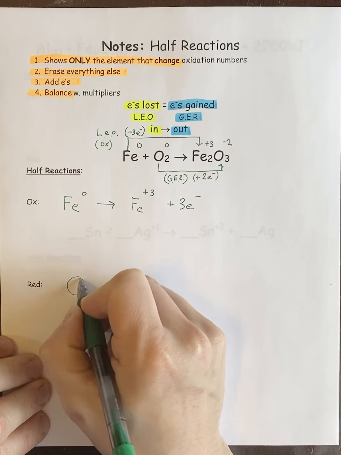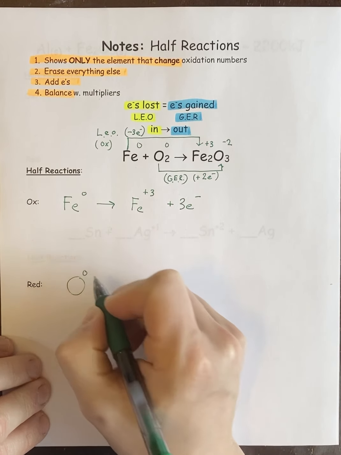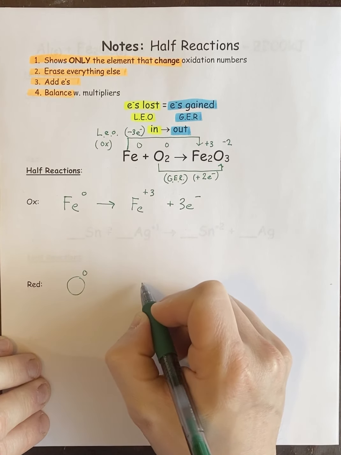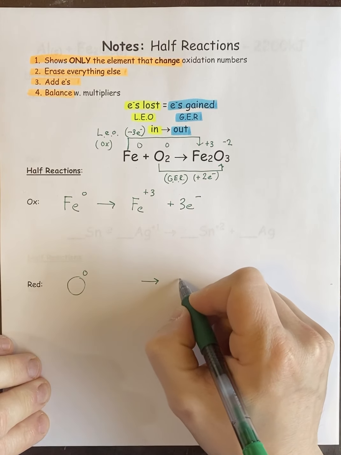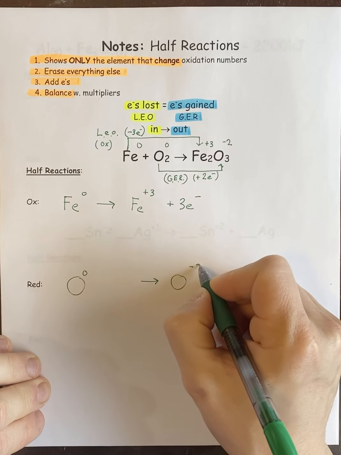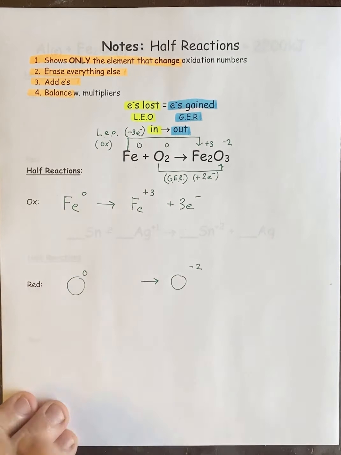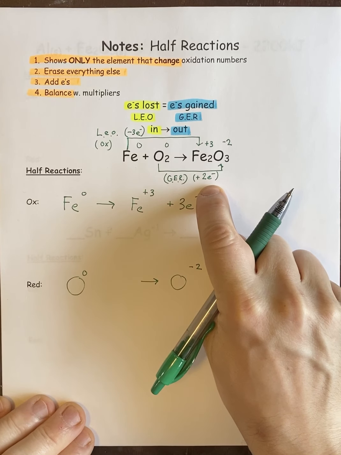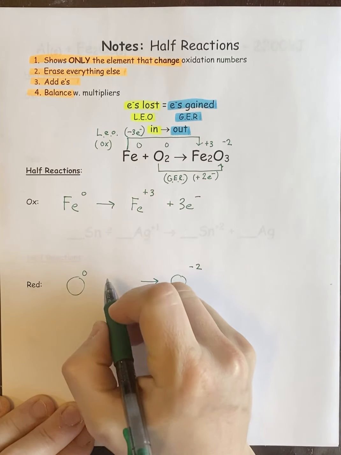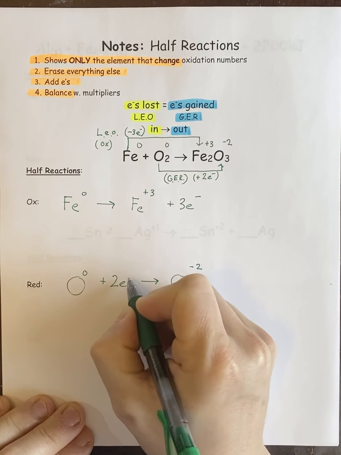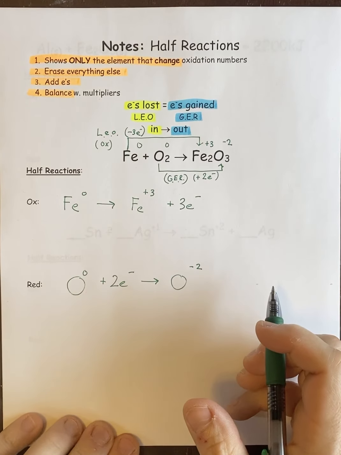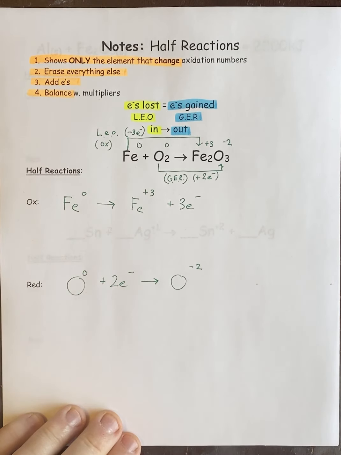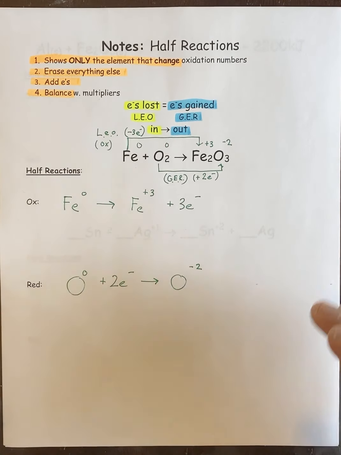So the way that looks is this way. Oxygen, 0. I'm going to leave space because I'm going to have to add electrons. Turns into oxygen, -2. It's that simple. Now, I'm going to add the electrons. It's going to gain 2 electrons, and since I'm gaining them, I'm going to put them on the left, which is why I left the space there. So I gained 2, I lost 3. And now that's the full half reactions.